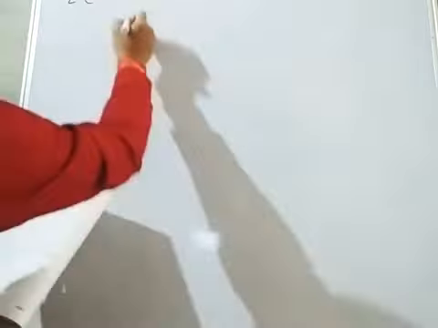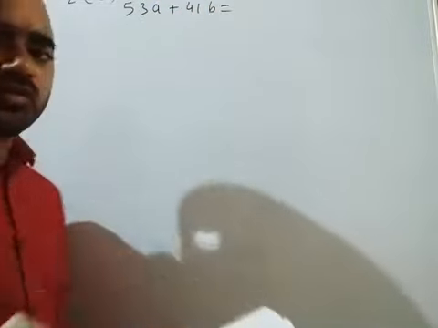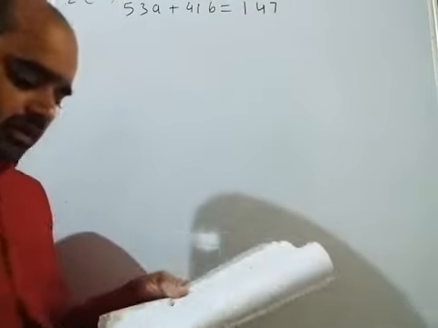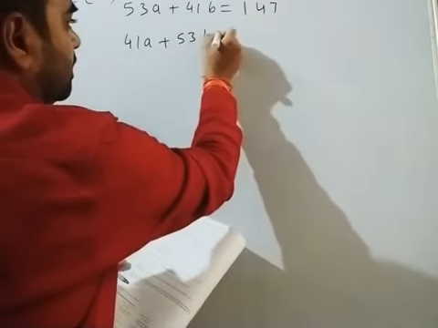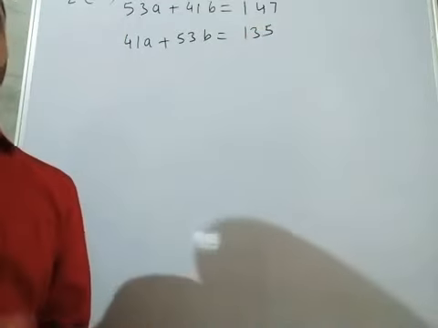Now I have skipped two questions. See question number 2, b part and c part. Take any one question, both are same. Suppose I am taking question number 2, c part. What is the question? 53a plus 41b is equal to 147 and 41a plus 53b is equal to 135. Correct? These are the two equations.